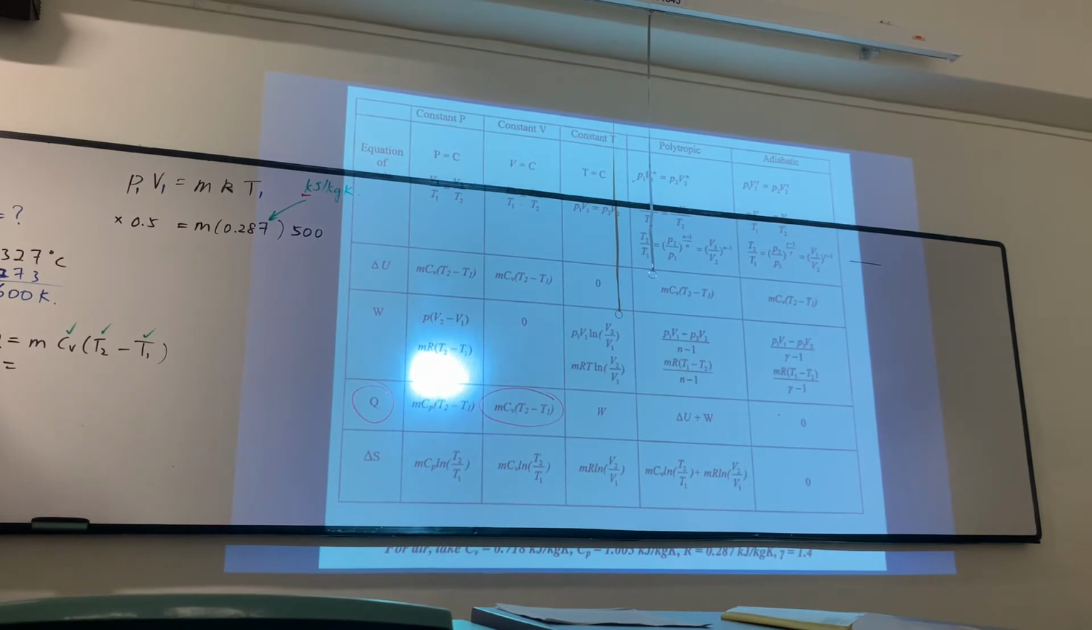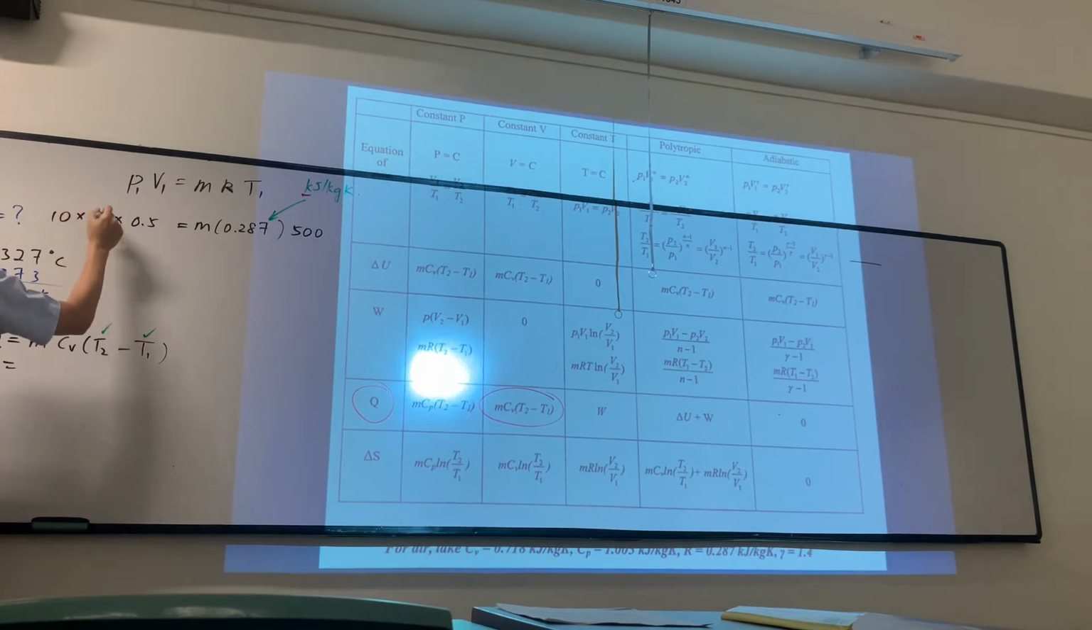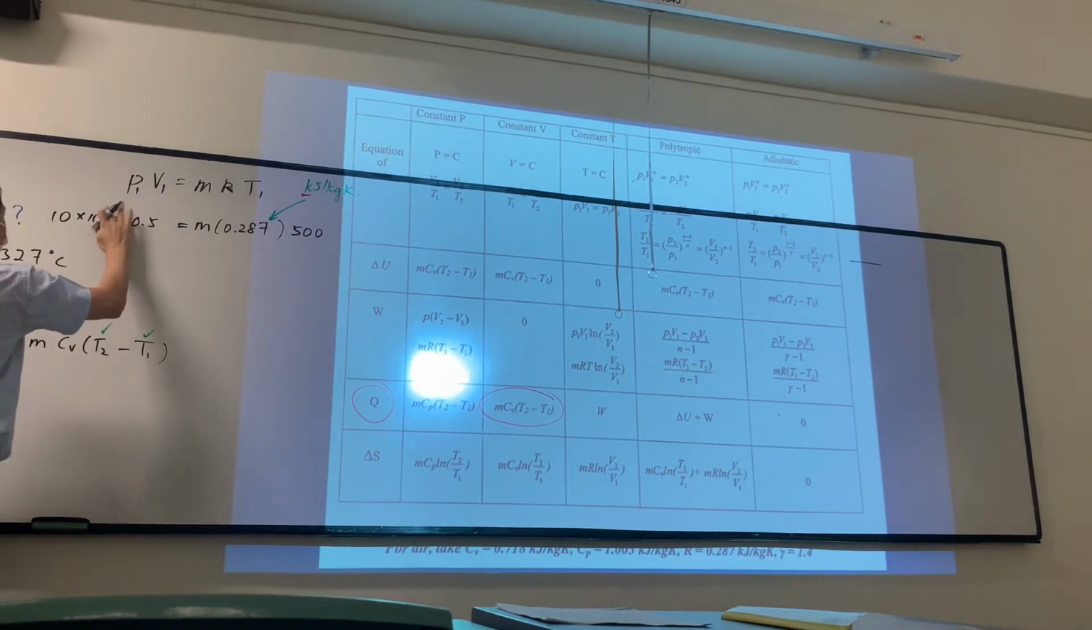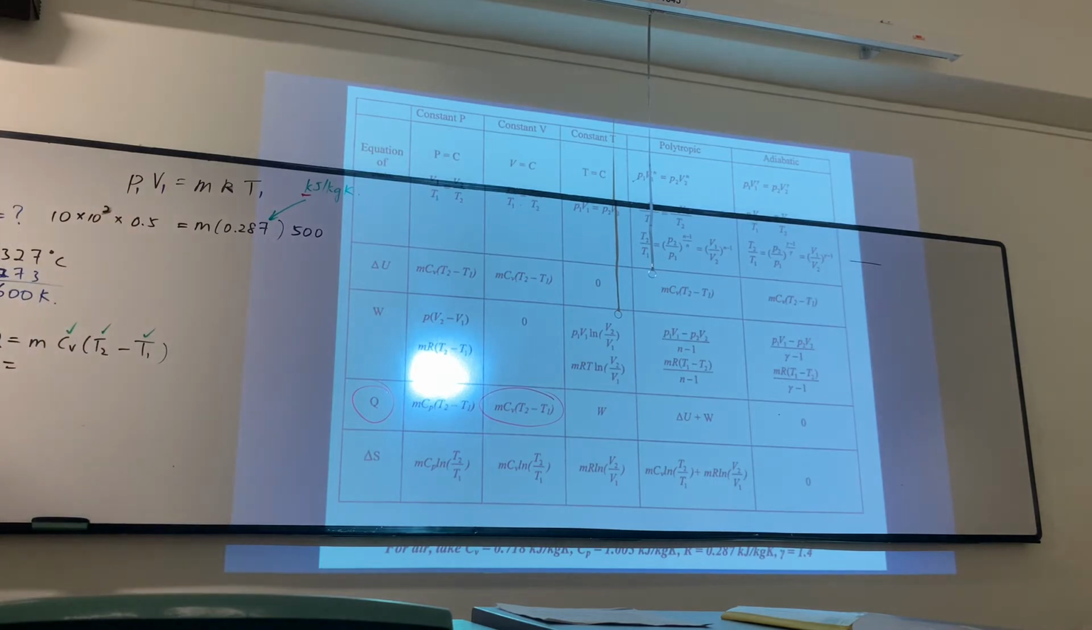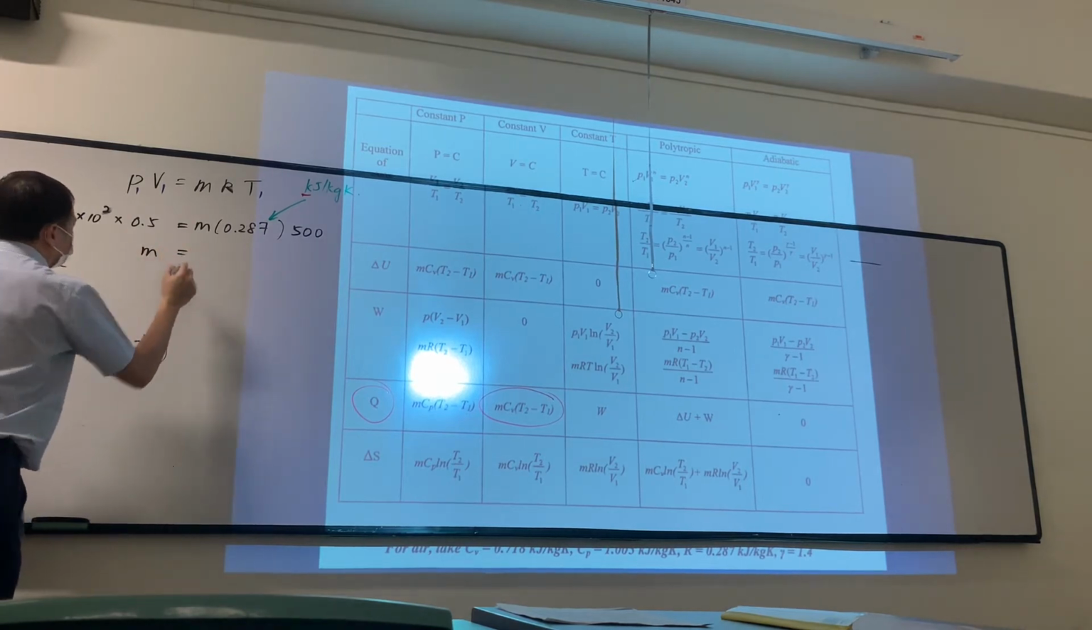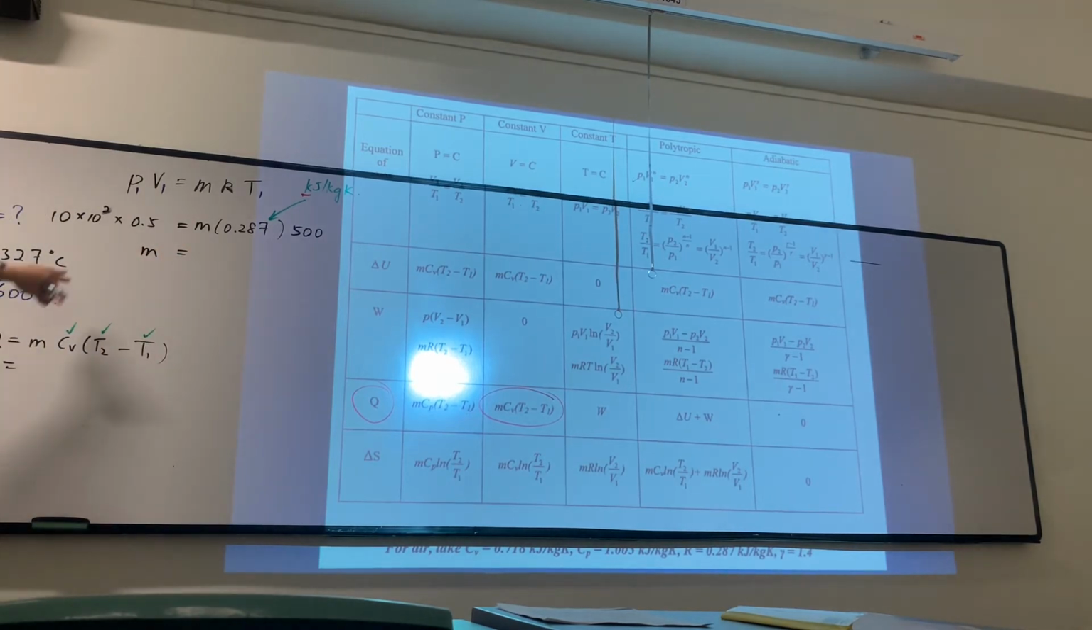So 10 bar, convert to kilonewton per meter square, is times 10 to the power 5, that is Pascal. Then to kilopascal, take away 3 zeros. Become 2. Yes, very good. Take away 3 zeros. So from here you can work out the mass. Okay, someone use your calculator, help me find out this figure.